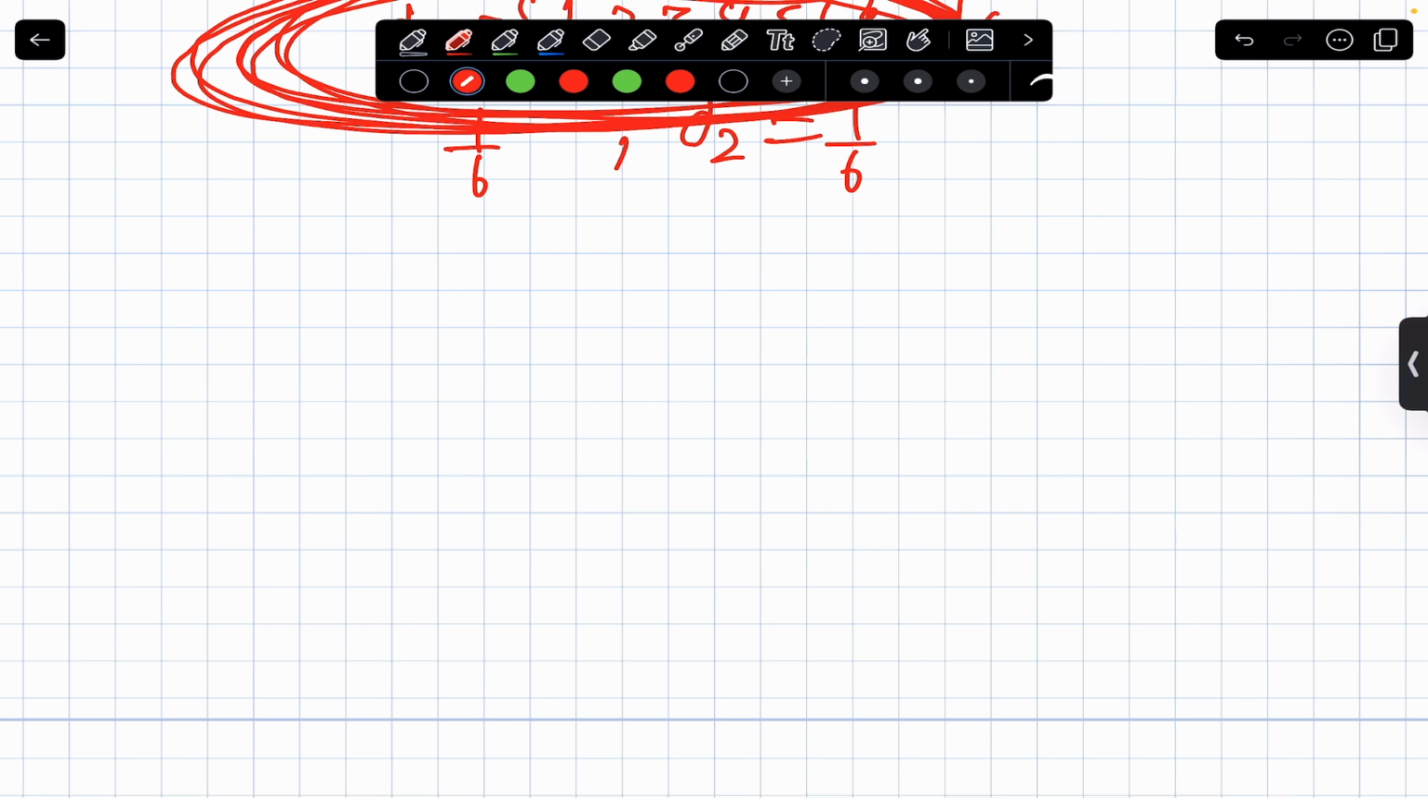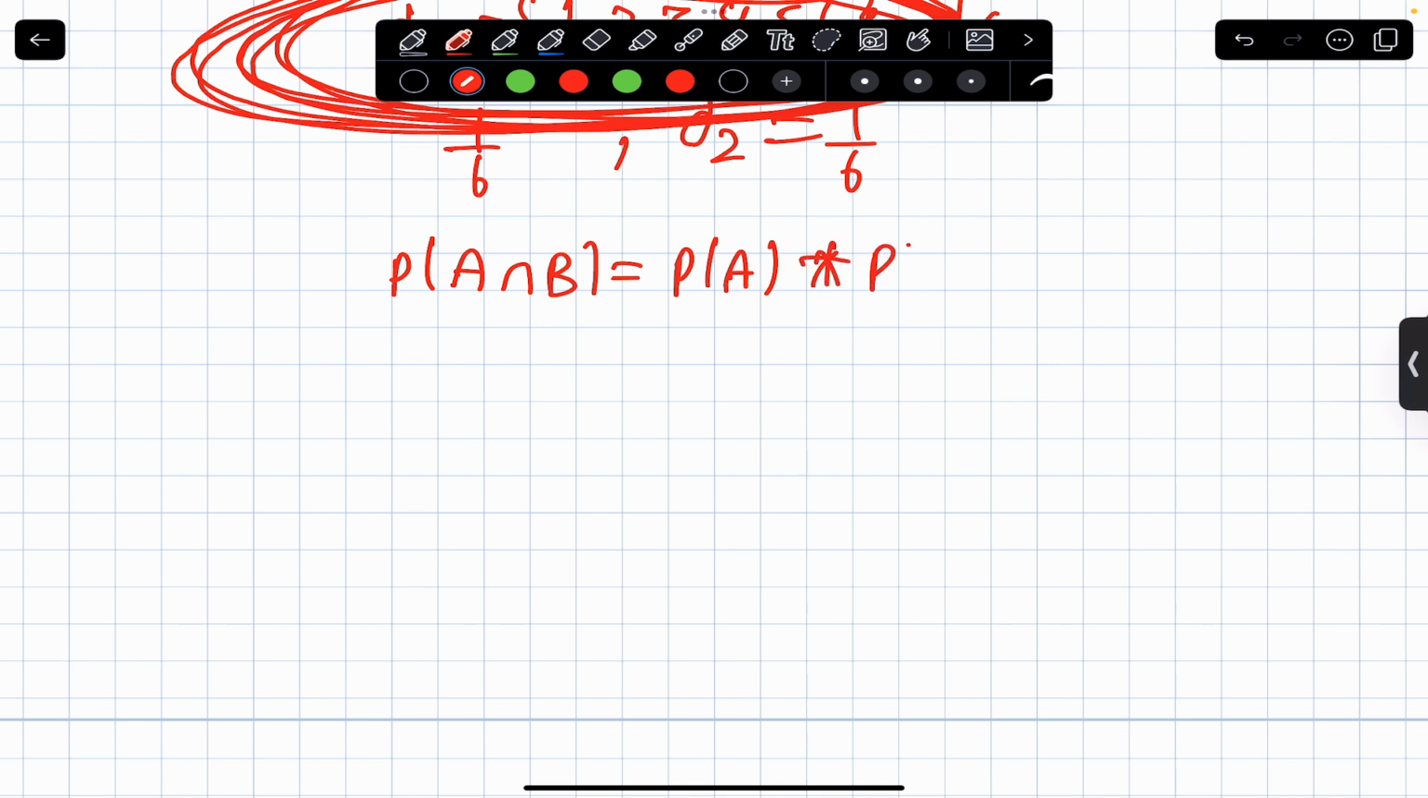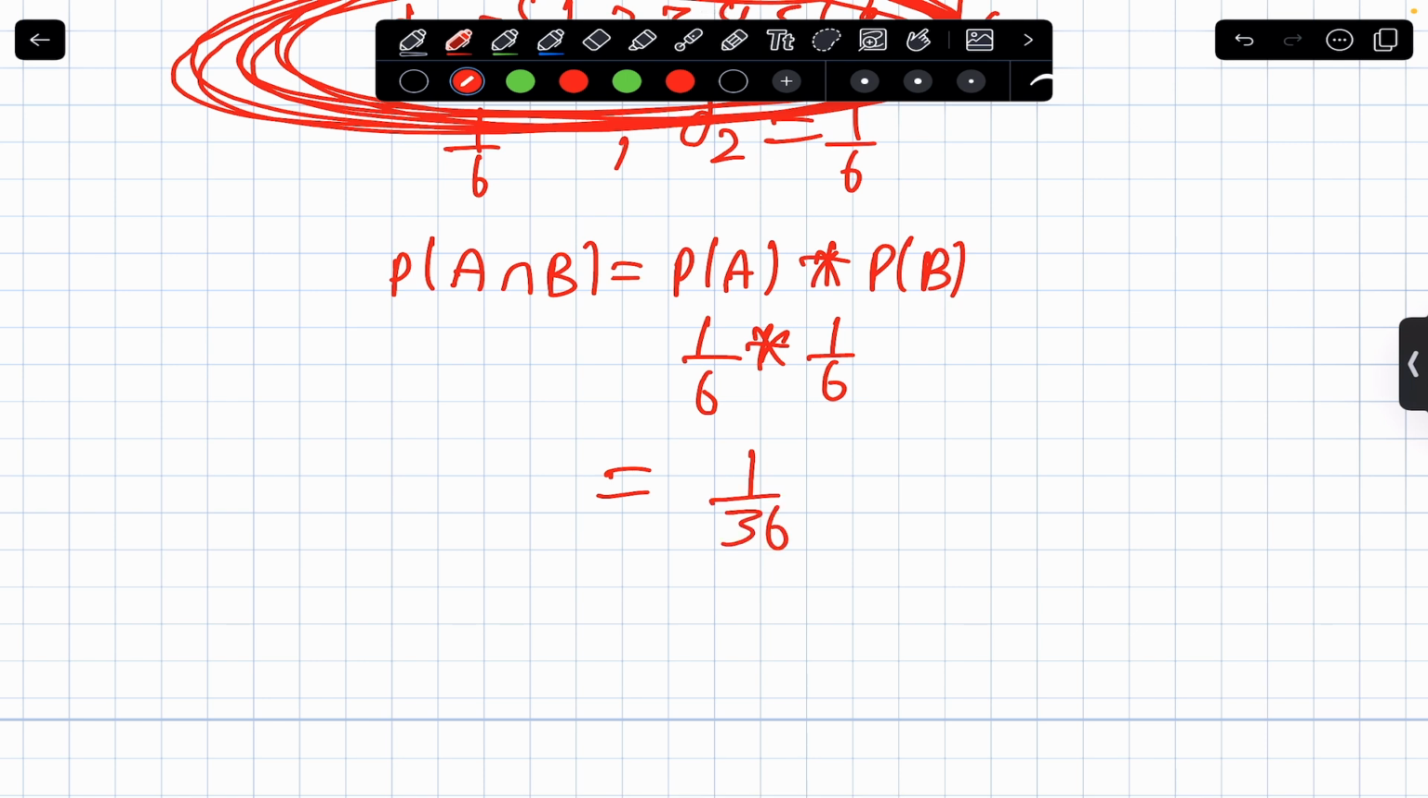And if this is independent, then the probability of event A intersection B should be equal to the probability of event A into the probability of event B, which is 1 by 6 into 1 by 6, which is nothing but 1 by 36. Got it? And this is what I wanted to tell you.